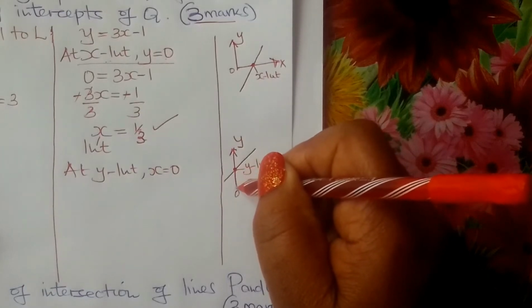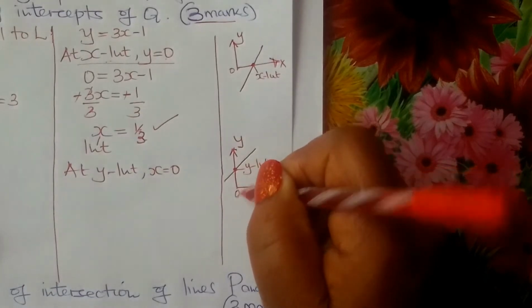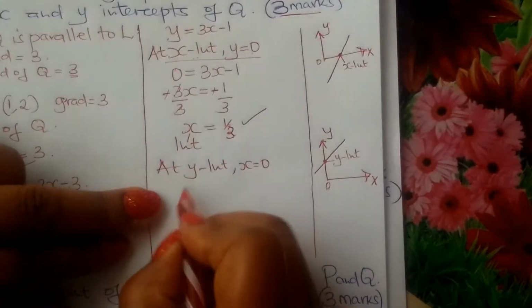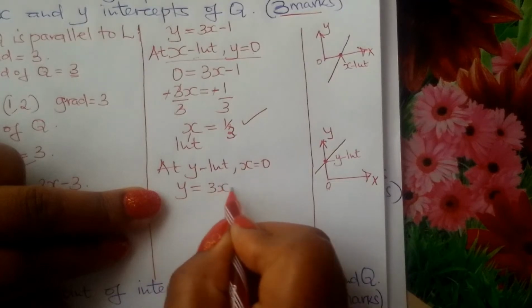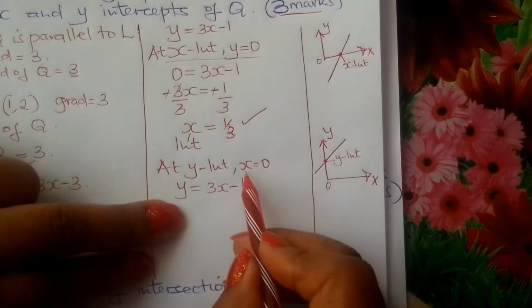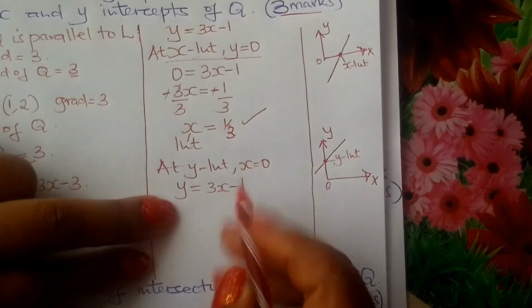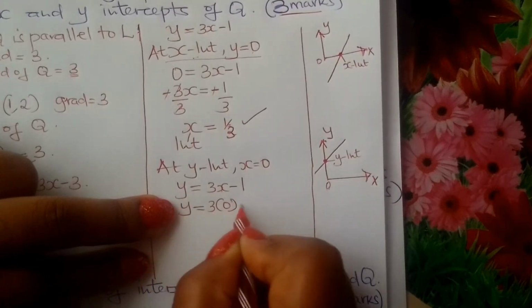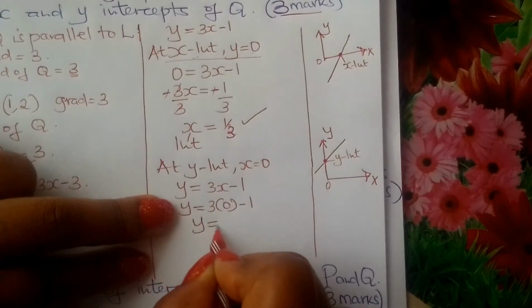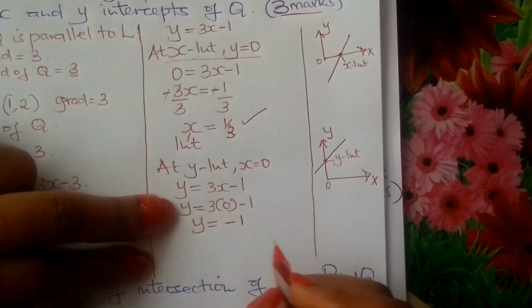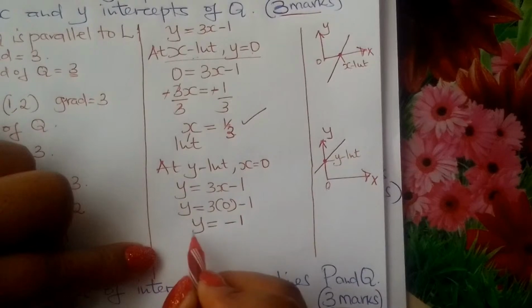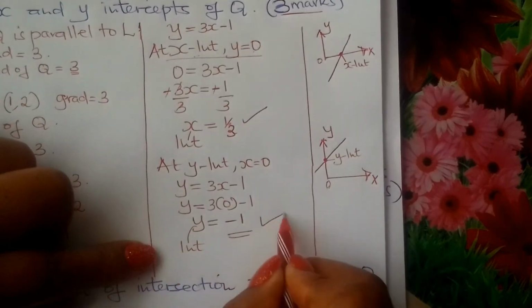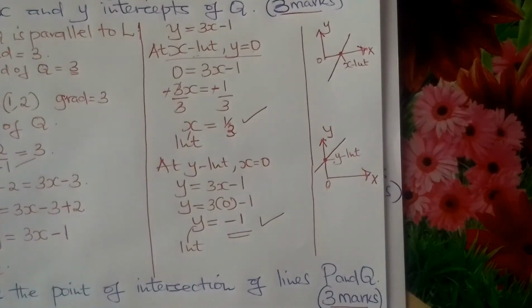At the y-intercept, x is 0 if you go to the x-axis. So you come back to your equation. Your equation of the line was this, learner. So substitute x equals 0 here. So you come and say y equals 3 times 0 minus 1. So y is equal to negative 1. And therefore, learner, your y-intercept is negative 1.